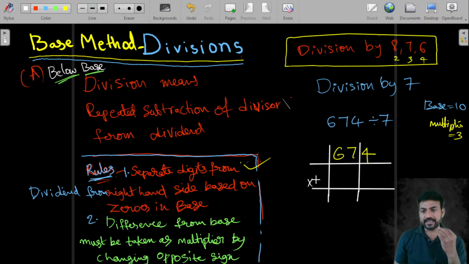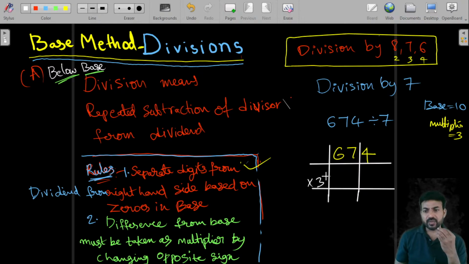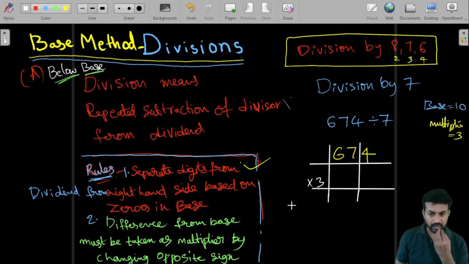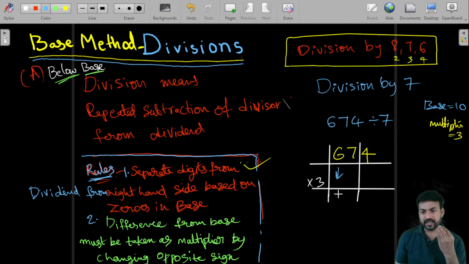So the multiplier is 3 here because the difference between the divisor and the base is 3. So if the base is more, you have to take a positive number. If the base is less, you have to take a negative number. Remember that. So as usual, bring down 6 directly. There is nothing to multiply here. So 3 sixes are 18. 18 plus 7, how much? 25. Remember, 5 here, 2 carry over.